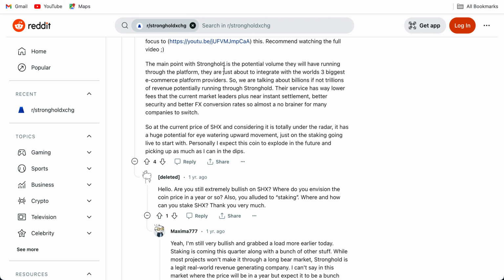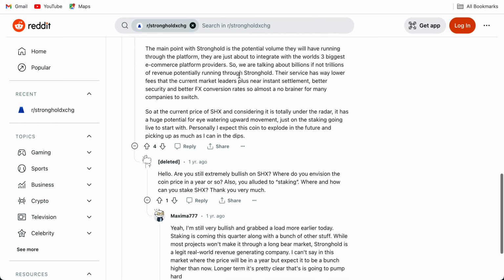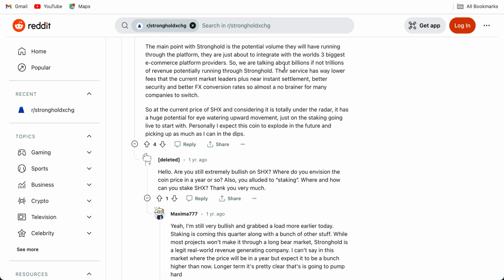The main point with Stronghold is the potential volume. Now this is the thing, they want volume, and they will have it running through the platform. They are just about to integrate with the world's three biggest e-commerce platform providers, so we are talking about billions if not trillions of revenue potentially running through Stronghold. Their service has way lower fees than the current market leaders, plus near instant settlement, better security, and better FX conversion rates, so almost a no-brainer for many companies to switch.